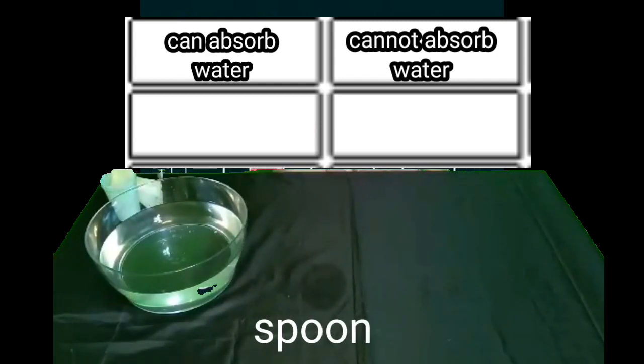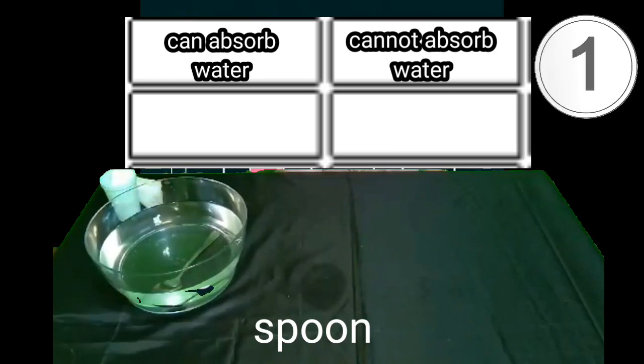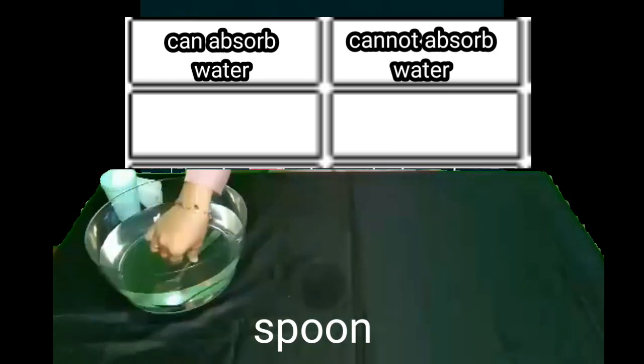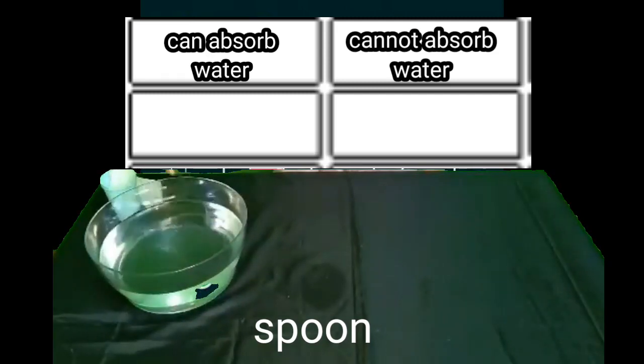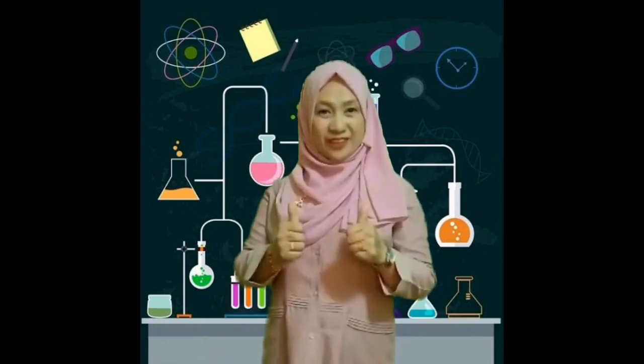Spoon. If you have written spoon under the column cannot absorb water, you are correct. A spoon does not absorb water. It has no pores. That is why it does not have a special property called porosity. If you got 4 out of 5 correct answers, you are science terrific!